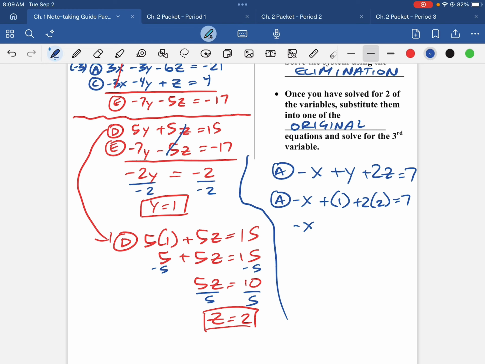Okay, so that'd be 1 plus 4, that gives me 5. Now I'll subtract 5 from both sides. And then divide by -1. And I've got, whoops, I was dividing by -1. So x is -2.